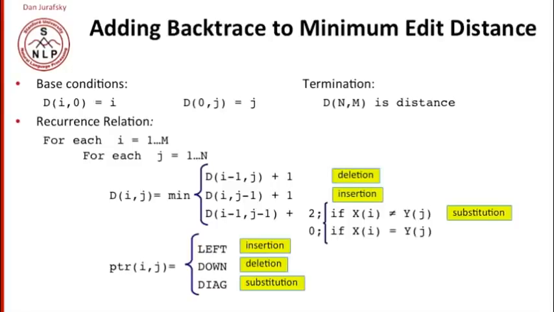Computing the backtrace is very simple. We take our same minimum edit distance algorithm that we've seen, and here I've labeled the cases for you. So when we're looking at a cell, we're either deleting, inserting, or substituting. And we simply add pointers. In the case where we're inserting, we point left. In the case where we're deleting, we point down. In the case of substituting, we point diagonally. And I've shown you those arrows on the previous slide.